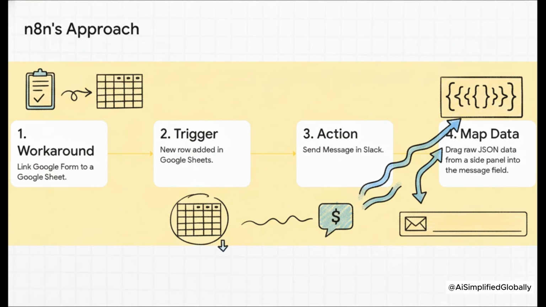Now let's switch over to n8n. Right off the bat, you see a difference. There's no direct Google Forms trigger, so you do a quick little workaround. You just link your form to a Google Sheet first. But the really interesting part, the real tell, is that last step, mapping the data. You're not clicking on those friendly labels. Nope, you're looking at the raw data structure, the JSON, and dragging it from a side panel. You're seeing the guts of the system from moment one.